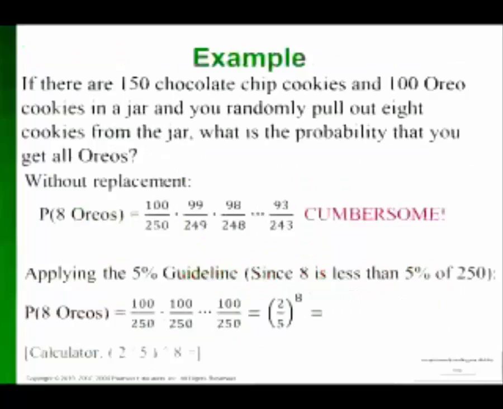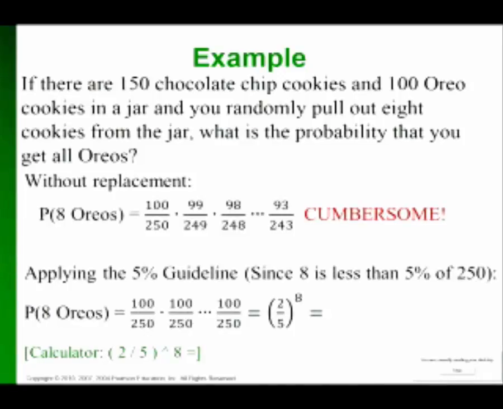For example, if there are 150 chocolate chip cookies and 100 Oreo cookies in a jar, and you randomly pull out 8 cookies from the jar, what's the probability that you get all Oreos? Well, what's the probability that the first cookie is an Oreo? 100 out of 250. 100 out of 250 would be the probability that the first cookie I draw out is an Oreo.